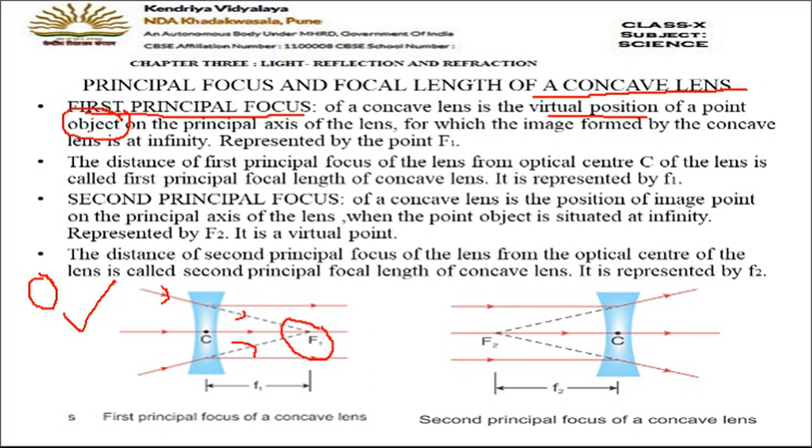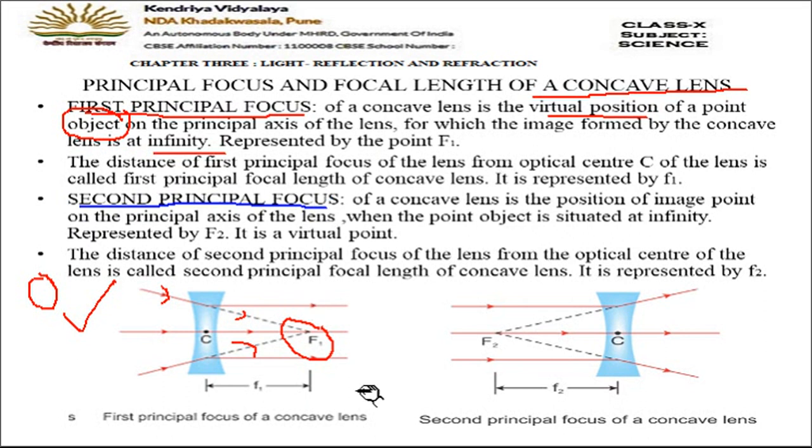Now, where will the image be formed in this case? After refraction, the rays have become parallel. And when the rays become parallel after refraction, they will meet somewhere at infinity, and the image will be formed at infinity. Fine. So, this is the first principal focus for a concave lens. Now, let's see the second principal focus.